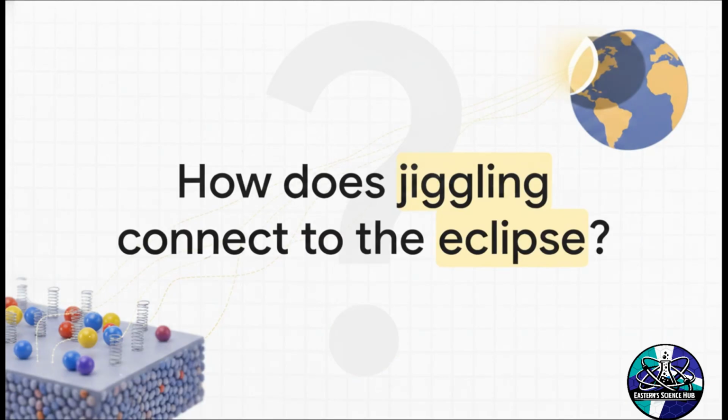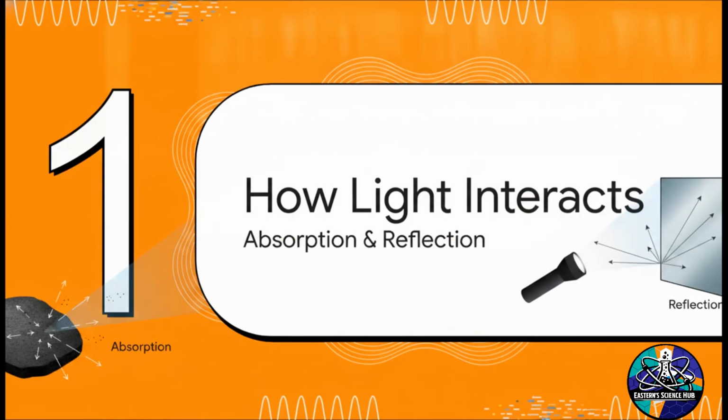It might seem a bit counterintuitive to begin an explainer about massive planetary bodies by looking at things on a microscopic level. But to understand the darkness of an eclipse, we first have to understand light. Specifically, how does the microscopic jiggling of atoms on the surface of a material connect directly to the temporary disappearance of the sun in our sky? Section 1. How light interacts.